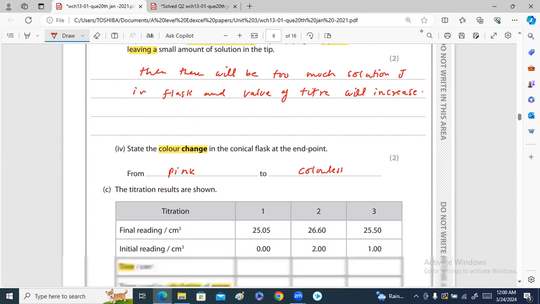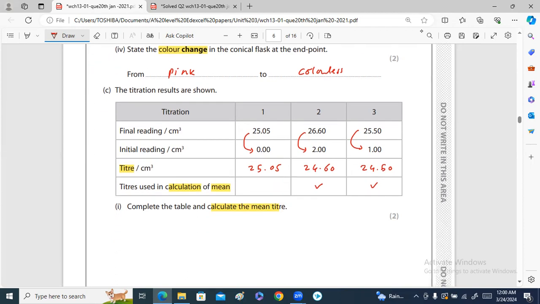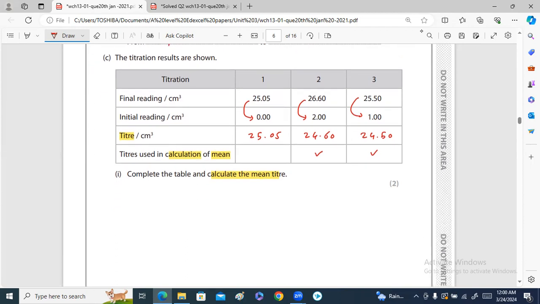Now these are the titration results in the table. Titres used in calculation of mean. So you have to take the difference of these numbers. This is 25.05 minus this. If we take the difference of these numbers, the values are 24.60 for this and then 24.50. So these two titres can be used because these are the two concordant readings. Concordant readings must have a difference up to 0.2, not more than that.